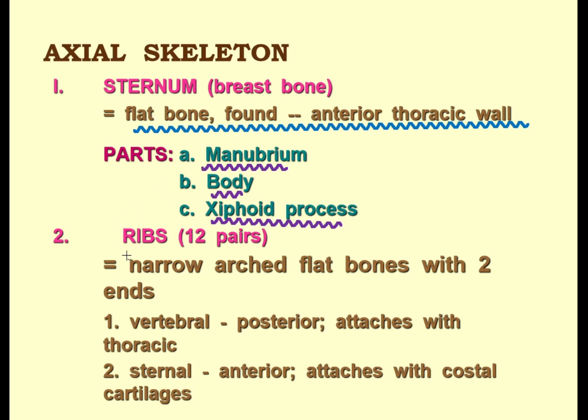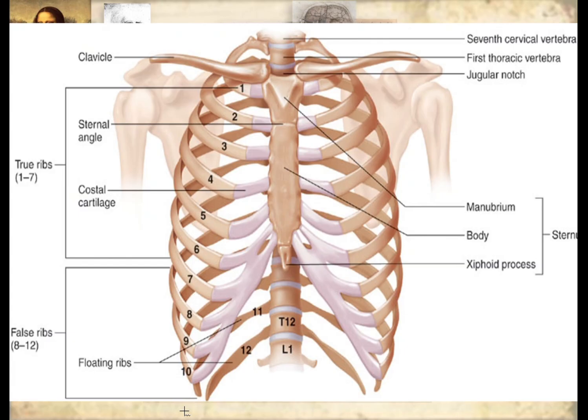Next we can talk about the ribs, okay. The ribs are generally 12 pairs, right. They are narrow, flat bones with 2 ends. One is the vertebral and another is the sternal. The vertebral end is the posterior part, okay, and the sternal end is the anterior part, right. The posterior part is attached to the thoracic vertebrae, and the sternal or anterior end is attached with costal cartilage, right.